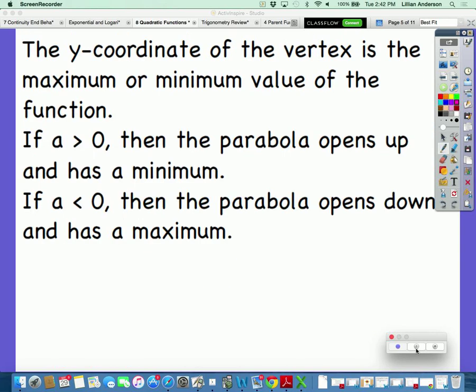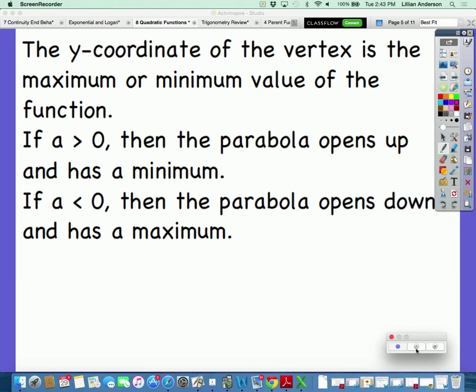The y-coordinate of the vertex is the maximum or minimum of a function, okay? So whatever the y-coordinate is helps to tell you if you have a maximum or a minimum. Another way to figure it out is looking at the leading coefficient, a. If a is greater than 0, it opens up and has a minimum. If it's less than 0, it opens down and has a maximum.